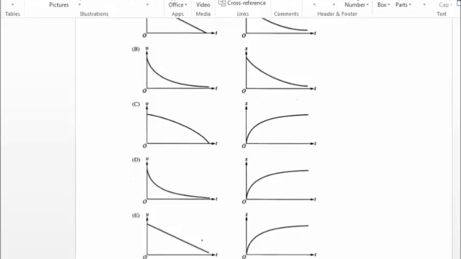Now here the force is proportional to minus kV. That means when the velocity is high, the fall is rapid, and as the velocity decreases, the rate of fall reduces as the velocity reduces. So that we can see is reflected in the graph D. Initially the velocity is high, the force is high, so it falls rapidly. But as the velocity reduces, the rate of fall also is reduced. So the correct answer is D.